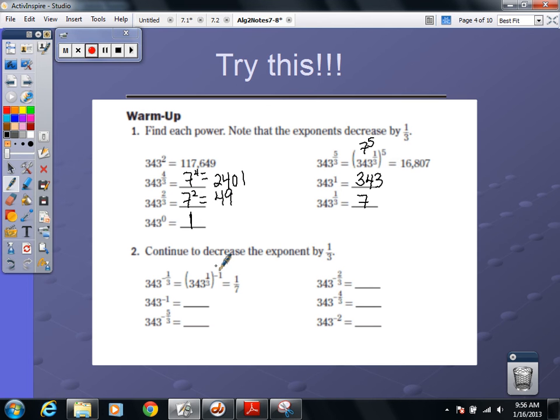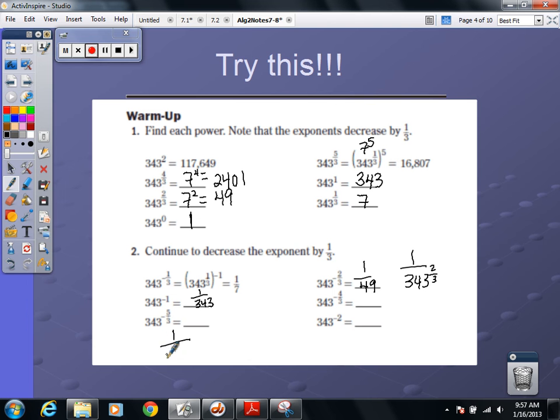Okay, now what if I have this negative, okay? Well, 343 to the negative 1 is just 1 over 343. 343 to the negative 2/3 is going to be the reciprocal of 343 to the 2/3. It's going to be 1 over 49. Let's talk about why. We need to make this positive, so that becomes 1 over 343 to the 2/3. And then cube root of 343 is 7. 7 squared is 49.